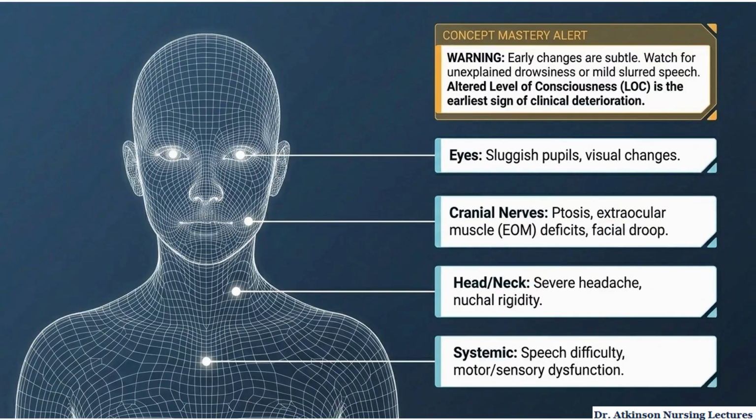One of the most important concepts in hemorrhagic stroke care is understanding that deterioration is often subtle at first. A patient may just seem a little more sleepy, slightly confused, or mildly slower to answer questions. That change in level of consciousness is frequently the earliest warning sign that intracranial pressure may be worsening. When you assess the eyes, look for sluggish pupils, unequal pupils, or visual complaints. Cranial nerve involvement can show up as ptosis, facial droop, or extraocular movement deficits.